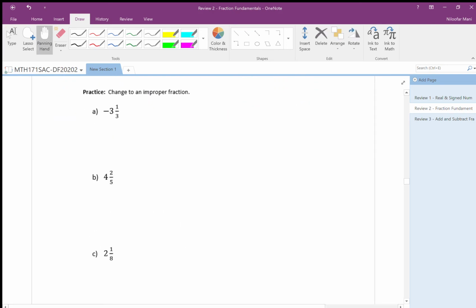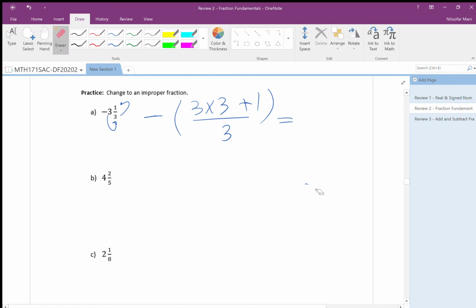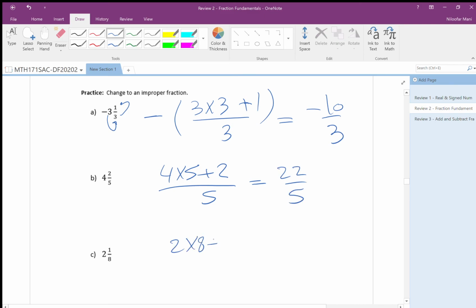Okay, so now change to an improper fraction. Remember, minus out. So minus, 3 times 3. How many 3s do I have? 3. So now I multiply, plus 1, divided by that. So this times this plus this, which is minus 10 over 3. Done. Minus out. 4 times 5 plus 2 over 5, which is 22 over 5. 2 times 8 plus 1 over 8, which is 17 over 8.